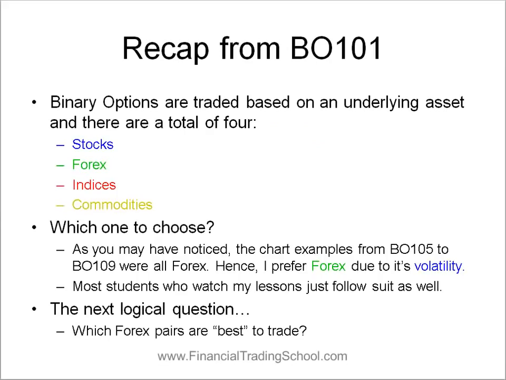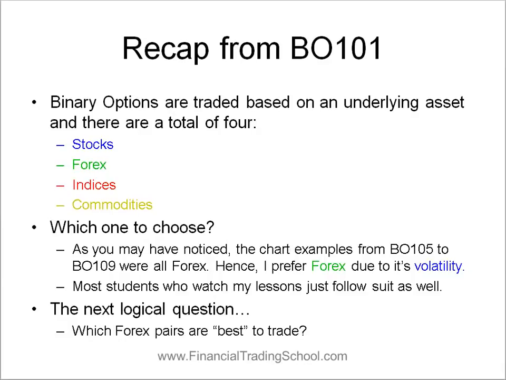So just a reminder before we start, as I mentioned before in BO101, binary options are traded based on an underlying asset, and there are a total of 4 different assets: stocks, Forex, indices, and commodities. And as you may have noticed, the chart examples from BO105 all the way till BO109 were all Forex chart examples. Hence, I prefer Forex due to its volatility. And most students who watch my lessons just follow suit as well.